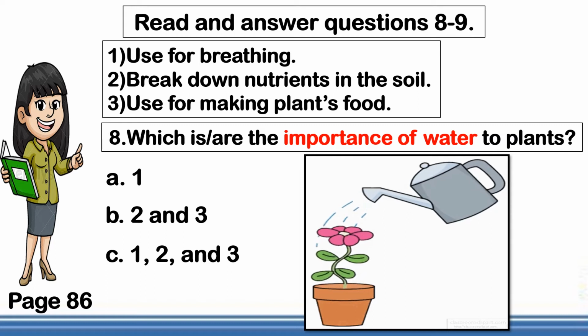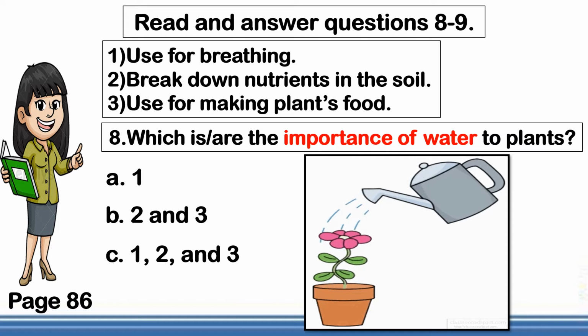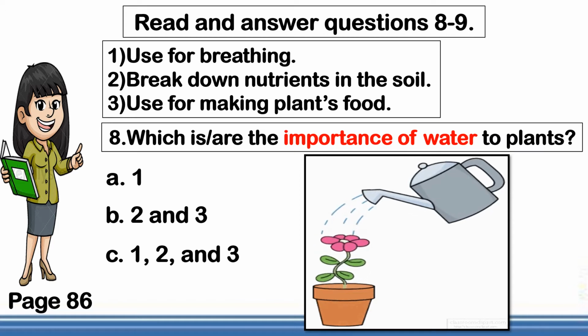Which is or are the importance of water? Use for breathing, break down nutrients in the soil, use for making plants food. Letter A, number 1. Letter B, 2 and 3. Or letter C, 1, 2, and 3.